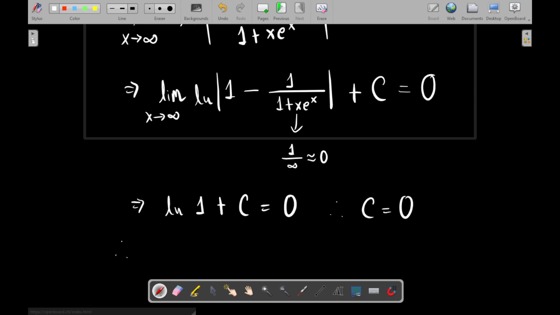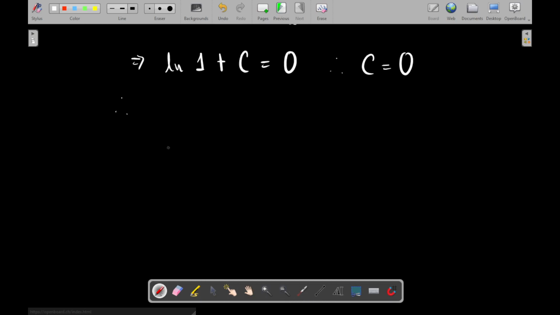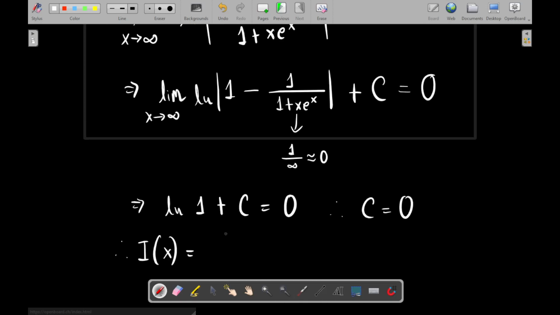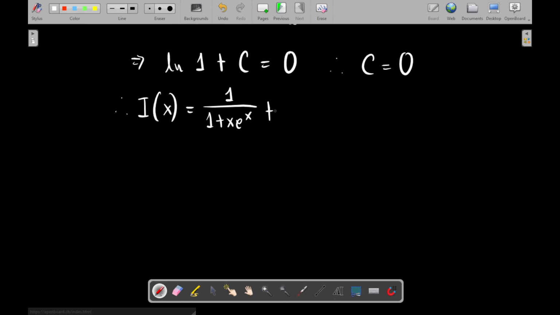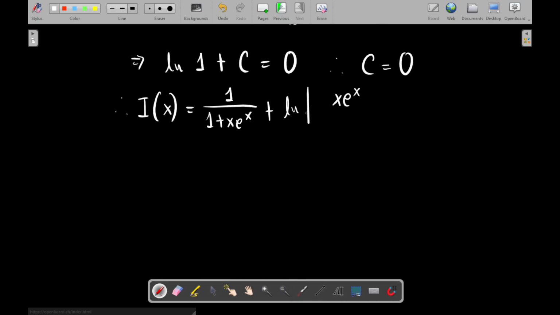So our expression of I(x) now changes to 1 + 1/(1 + x e^x) + ln |x e^x / (1 + x e^x)|.